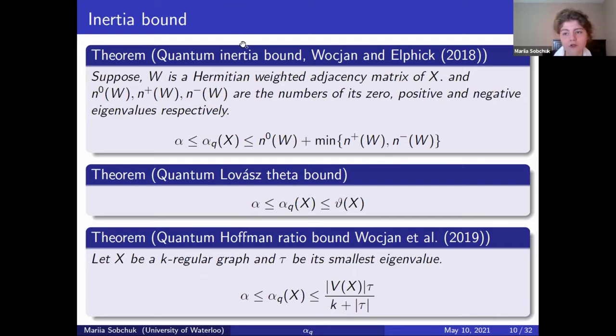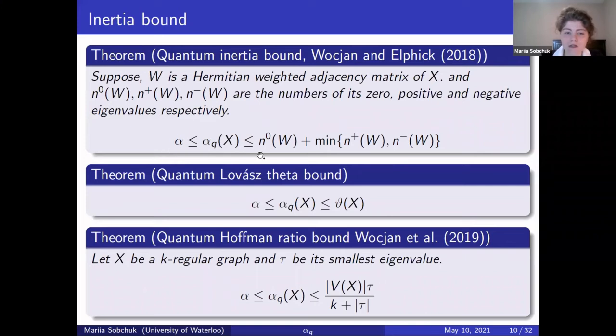Okay, so for example, the inertia bound. You probably heard of it, but the idea is that if we have a Hermitian weighted adjacency matrix of the graph, we can just estimate the number of non-positive or non-negative eigenvalues of it, and the smallest of the two will be the upper bound on the independence number. Well, Wocjan and Elphick, in the series of their bound papers, in one of those papers, proved that it's also an upper bound on alpha Q. So we have this chain of inequalities.